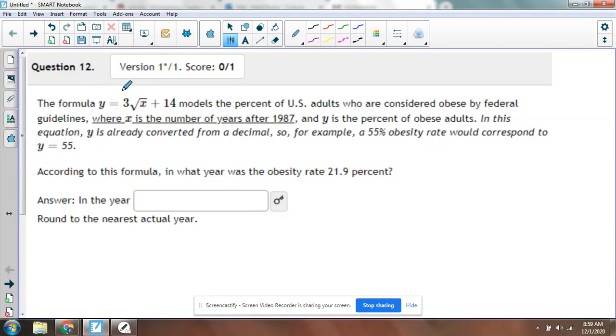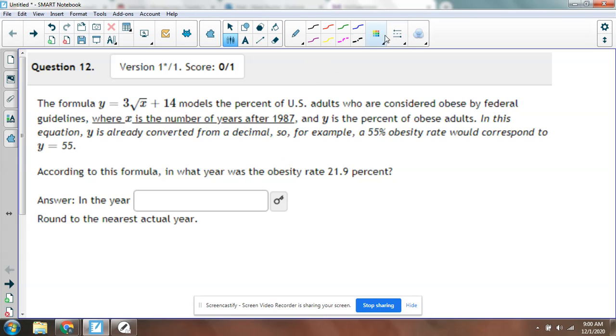Okay, it says the formula here, y equals 3 times the square root of x plus 14, models the percent of U.S. adults who are considered obese by the federal guidelines. So x is the number of years after 1987, and y is the percent of obese adults. In this equation, y is already converted from a decimal. So, for example, a 55% obesity rate would correspond to 55. So according to this formula, in what year will the obesity rate be 21.9%?